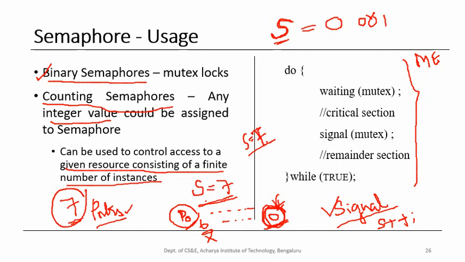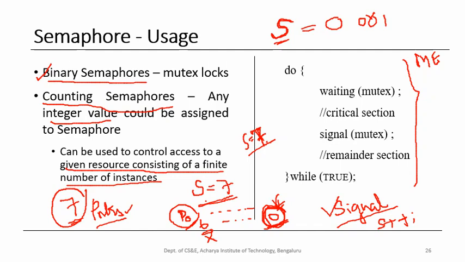So this is how we can make use of semaphores to synchronize the execution of processes, or to control the access to a given resource having a finite number of instances. So this is about the counting semaphore. Now let us take an example and see how a binary semaphore could be used. This I should have discussed first, but it will take a little time, so therefore I finished discussing counting semaphores.